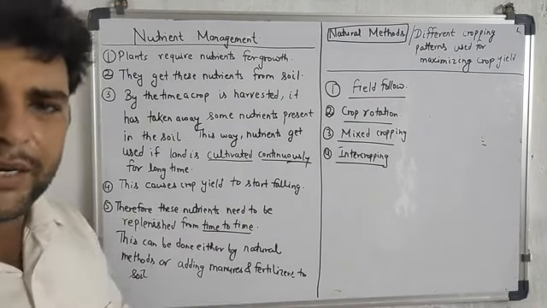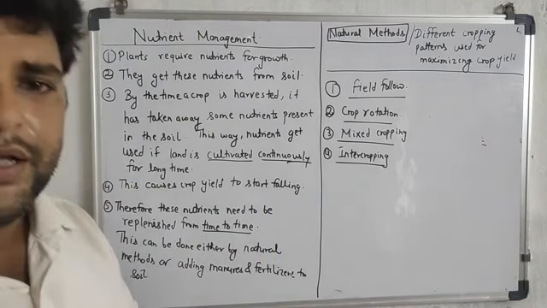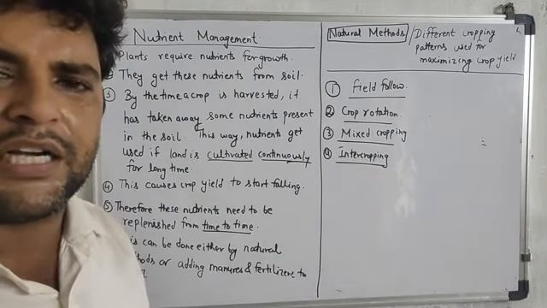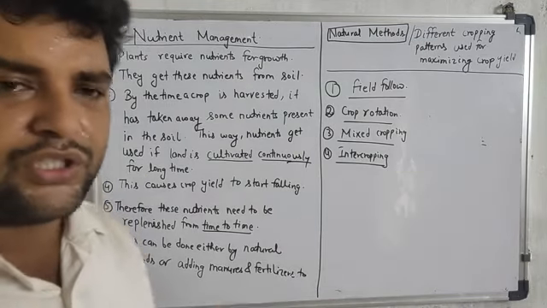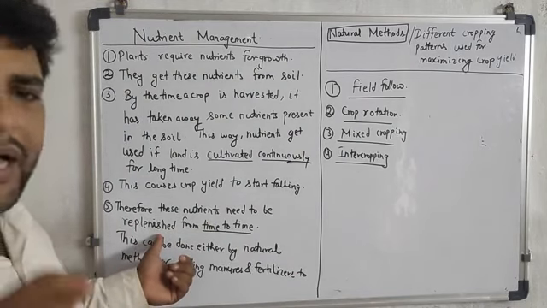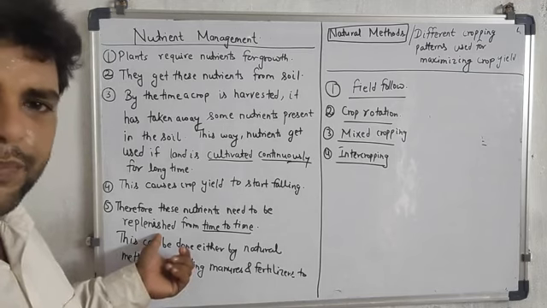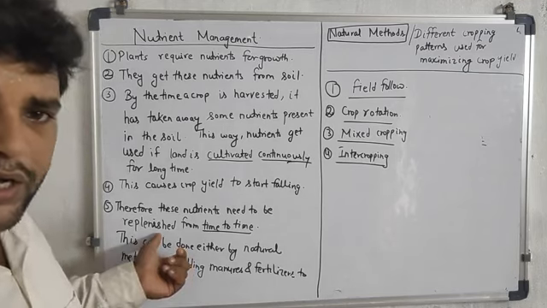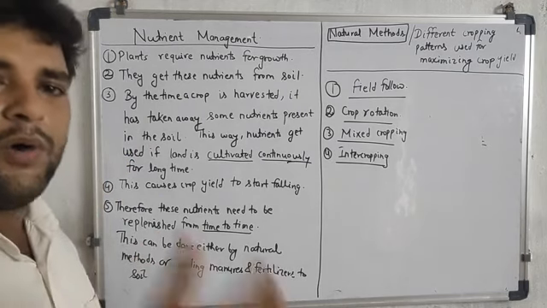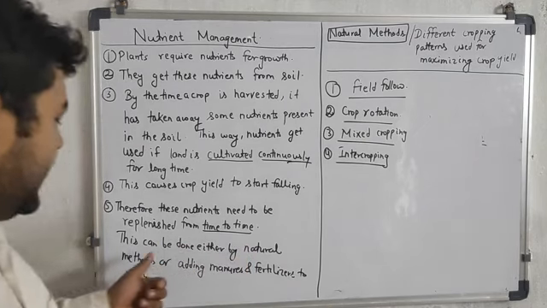This means ultimately when the nutrients are taken up from the soil, then that land will become barren land. Ultimately, productivity will go down. Therefore, these nutrients need to be replenished. Replenished means restored. They must be restored into the soil so that they can be used one by one from time to time.